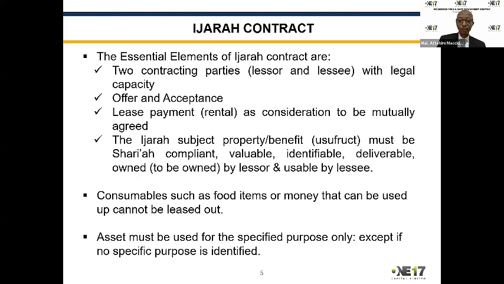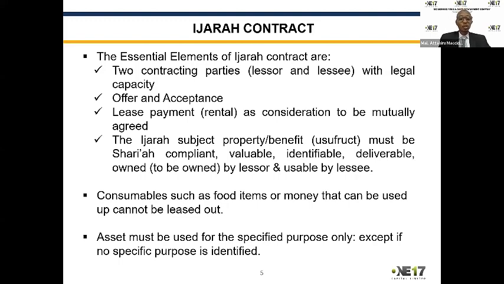You must identify it specifically, and that is why even in the federal government sukuk that has been done, the roads that will be constructed were clearly identified and marked as the sukuk roads. You must also be able to deliver the sukuk assets. It must also be owned by the lessor, or it will be owned if it is a forward Ijara contract that is agreed. And it is also going to be usable by the lessee, so that the lessee will benefit from it.